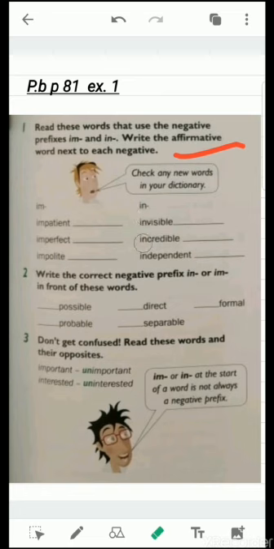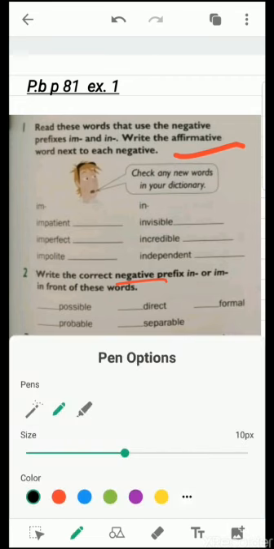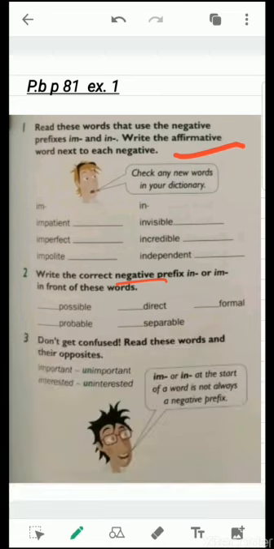Write the correct negative prefix. Now we have to write the negative prefix. سؤال عكس الأول. In or im in front of these words. Possible, we have to write impossible. So we have to write here impossible. Okay?